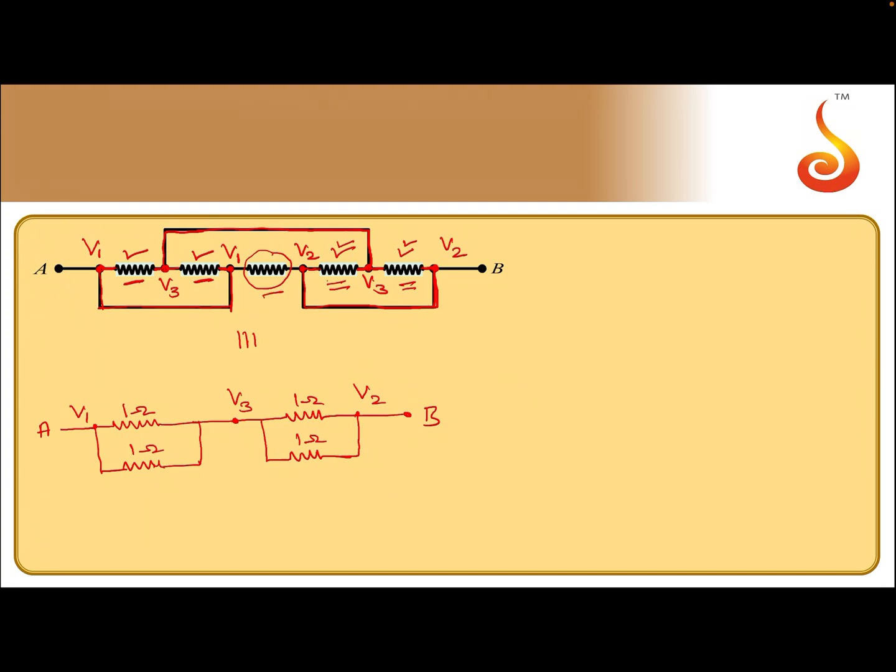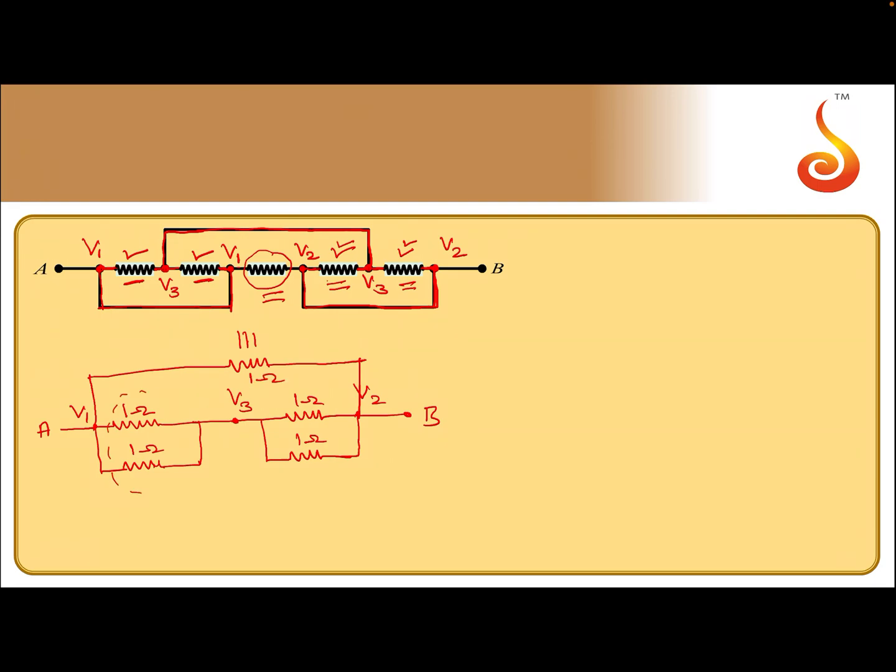So all four resistors are over, the central resistor is pending. It is between V1 and V2. So I will connect it here. This is again 1 ohm.